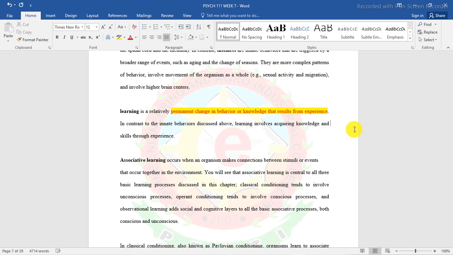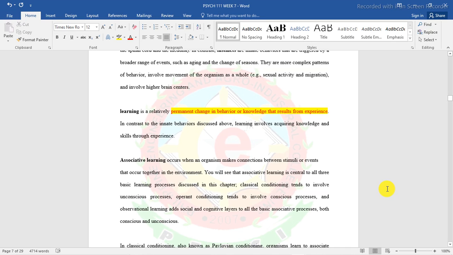Unlike instincts and reflexes, walang nagbago. In contrast to innate behaviors, learning involves acquiring knowledge through skills. Natututunan mo talaga. Okay po? So, yung learning, hindi lang porket may natutunan ka, dapat din po, may nabago. May nabago sa behavior mo. Kasi change of behavior kasi siya.